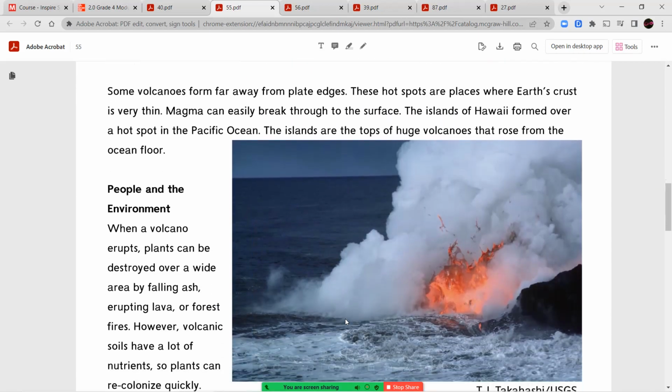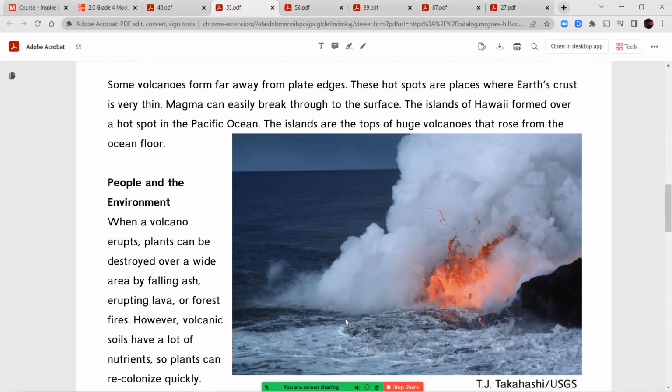Some volcanoes form far away from plate edges. These hotspots are places where Earth's crust is very thin. Magma can easily break through the surface. The islands of Hawaii formed over a hotspot in the Pacific Ocean. The islands are the tops of huge volcanoes that rose from the ocean floor.